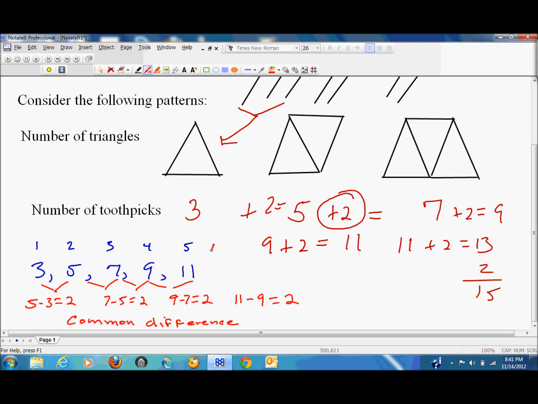We subtract to get our common difference, and we can use our common difference to create additional terms, like term 6. The common difference here is 2, so we can add 2 to 11 and get 13. And if we wanted to find term 7, we would add our common difference, which is 2, to 13, and get 15, and so on.